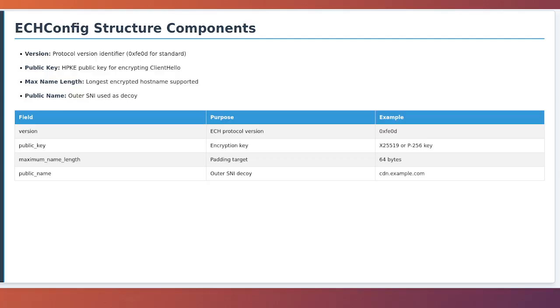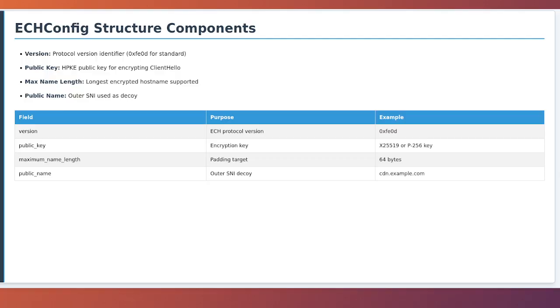The most critical component of ECH config is the public key that clients will use to encrypt their ClientHello. This public key corresponds to a private key held by the server, creating an asymmetric encryption scheme. The public key is encoded using the format specified by the chosen key exchange algorithm, which is typically HPKE, the hybrid public key encryption scheme. HPKE combines elliptic curve Diffie-Hellman for key agreement with authenticated encryption for the actual message encryption.